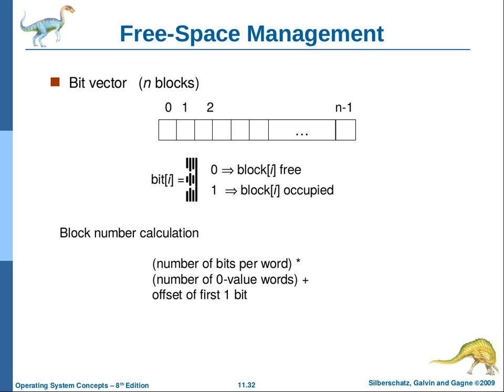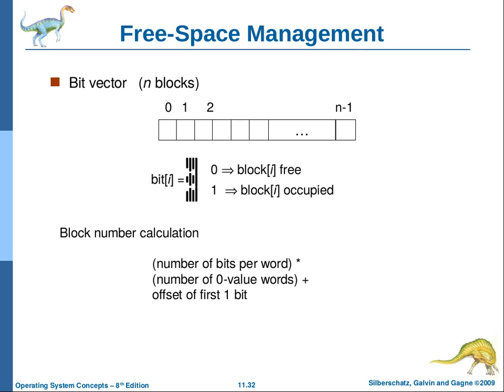So of course, number of bits per word. Word is usually 4 bytes, so that's 32 bits. Number of 0-value words plus an offset for the first bit. All right. And then that's how you keep track. You just update this bit vector.